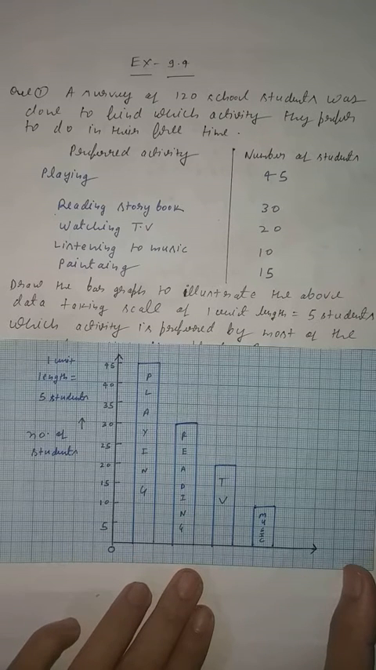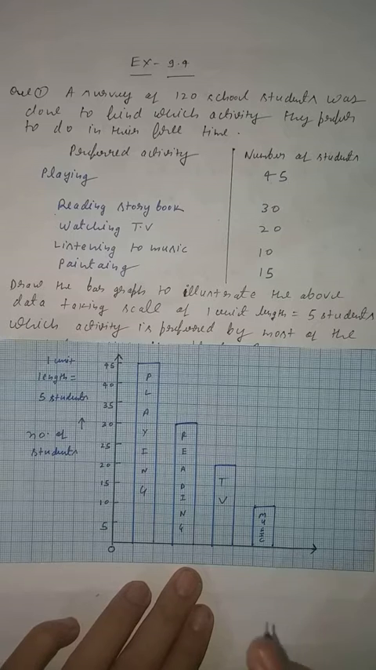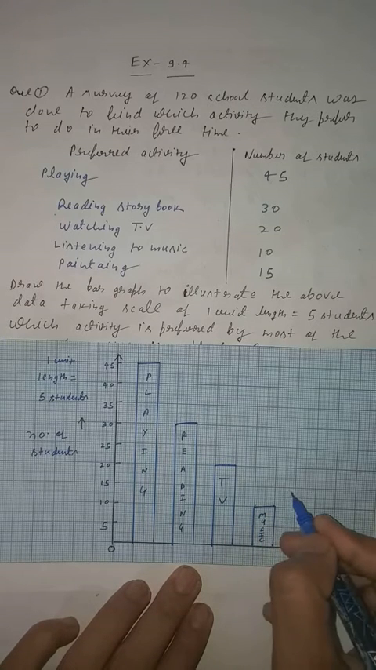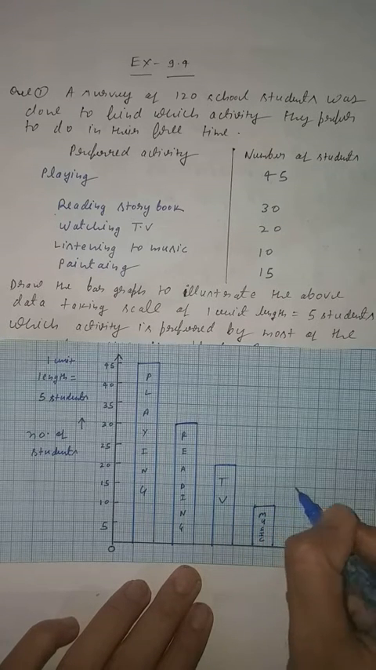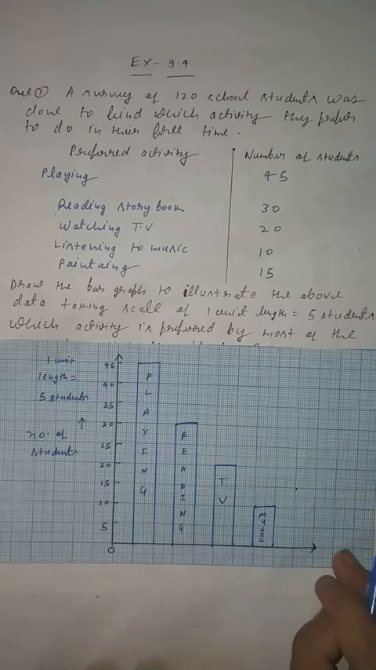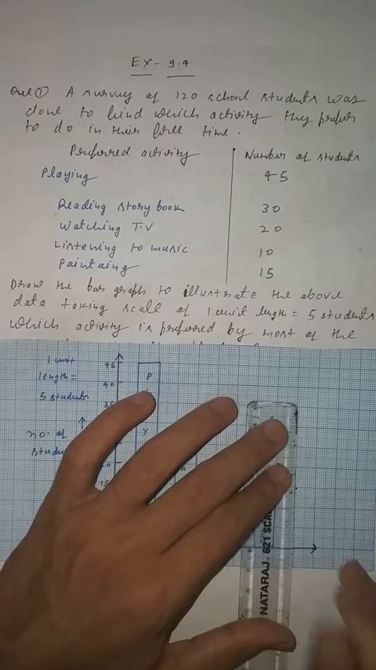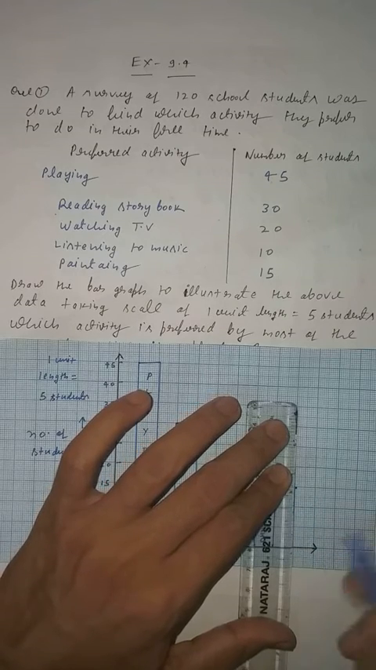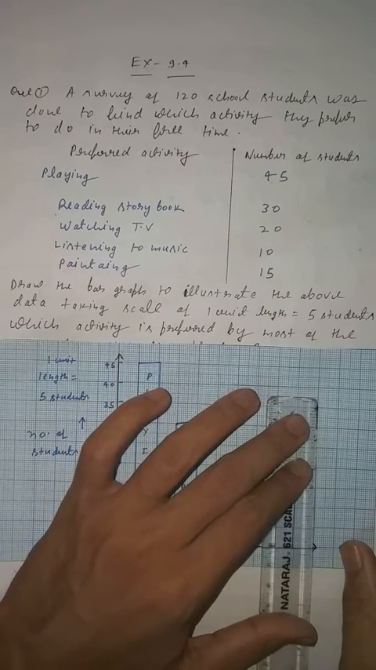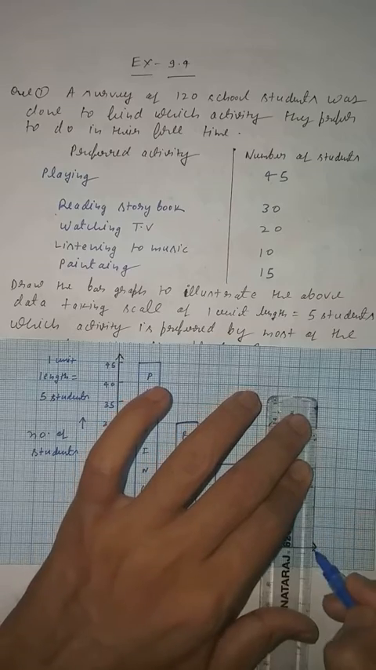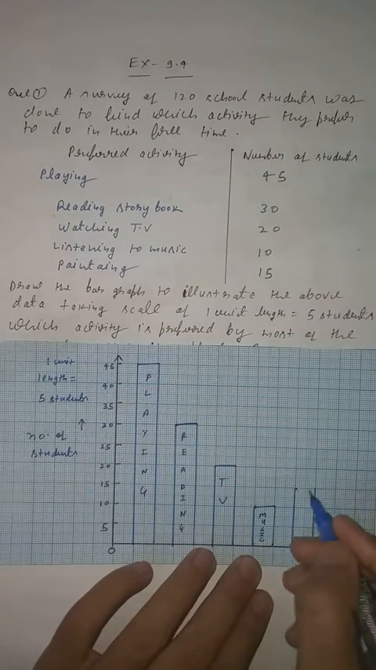Now next is painting. So painting is given, student, here 15. So 15 is there. From 0 you will start and will go to 15. So this is your bar graph of 15.